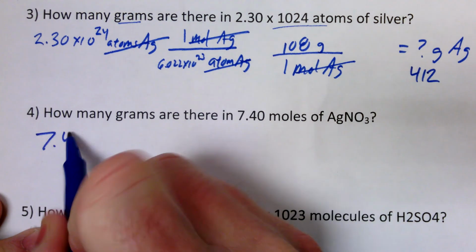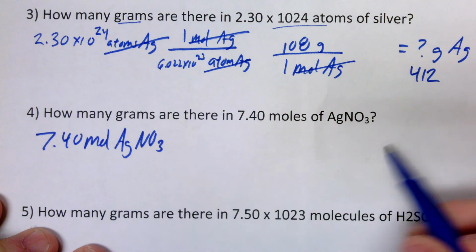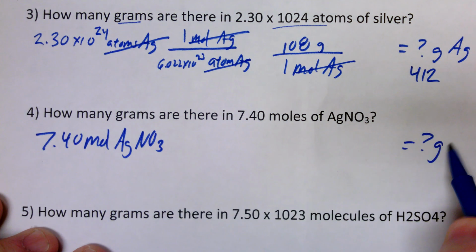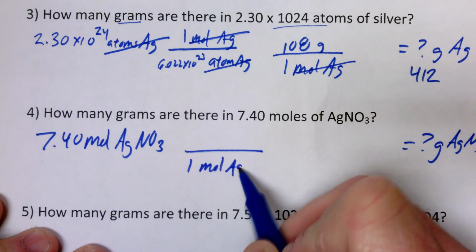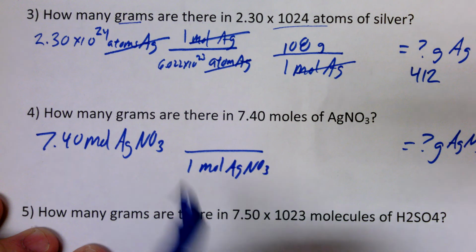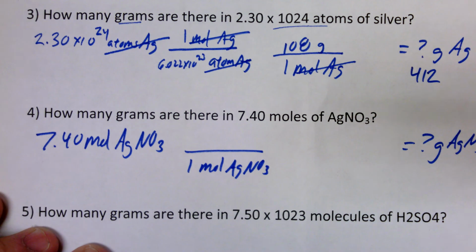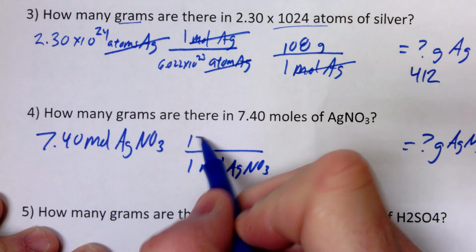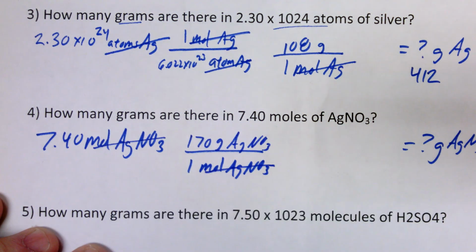Okay, how many grams are there in 7.4 moles of silver nitrate? All right, we know that 1 mole of silver nitrate is a certain number of grams from the periodic table. So I have to add up a silver, which we already found out was 108. I'm going to do that off the screen here. 108 for silver, plus a nitrogen, which is 14, plus 3 oxygens, which is 48. This gives me 170 grams of silver nitrate per mole.